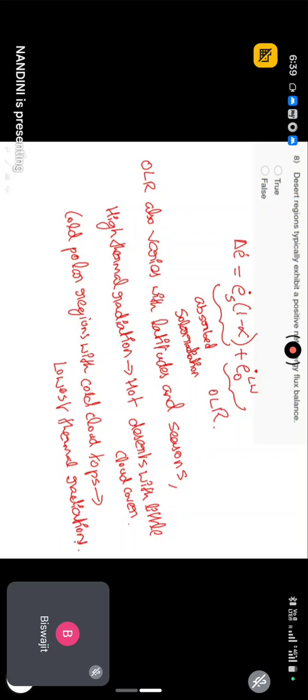In the case of hot deserts, the value comes around 270 to 330 watts per meter square. Oh sorry, in the polar regions, it is 100 to 170.